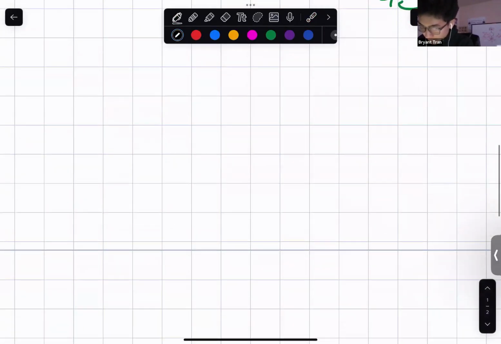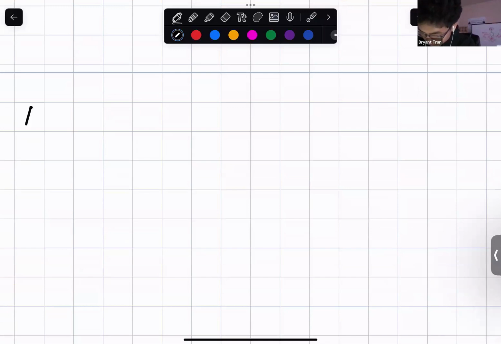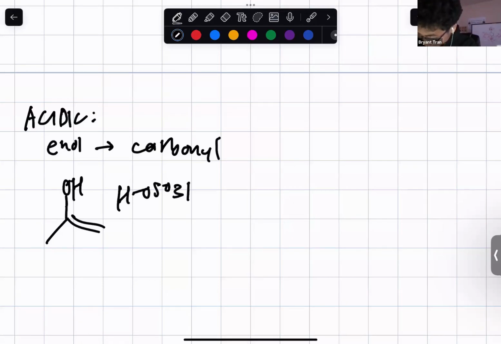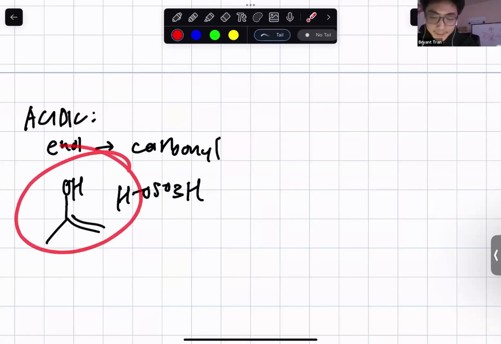Okay, so let me show you guys the mechanism really quick, in acidic conditions, converting an enol to a carbonyl. So let's say I have this enol right here. Which atom gets protonated if I have H2SO4, a strong acid, floating around? Which atom of the enol would get protonated?